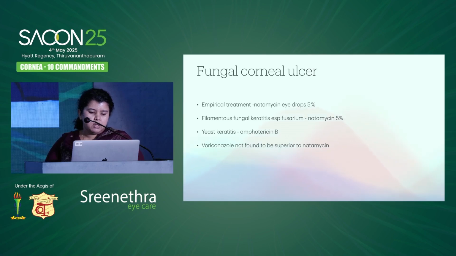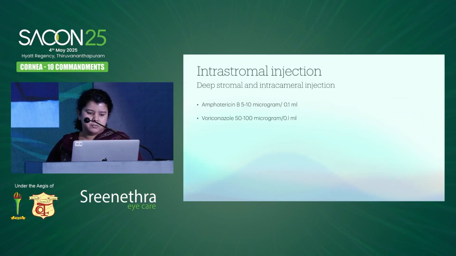And when the KOH mount shows fungal ulcers, start the empirical treatment with natamycin eye drops 5%. In case of filamentous fungus, especially fusarium, natamycin is found to work better than voriconazole, and in yeast keratitis, amphotericin B works better. An intrastromal injection can be tried for deep stromal, or intracameral injection, and amphotericin B or voriconazole can be used.